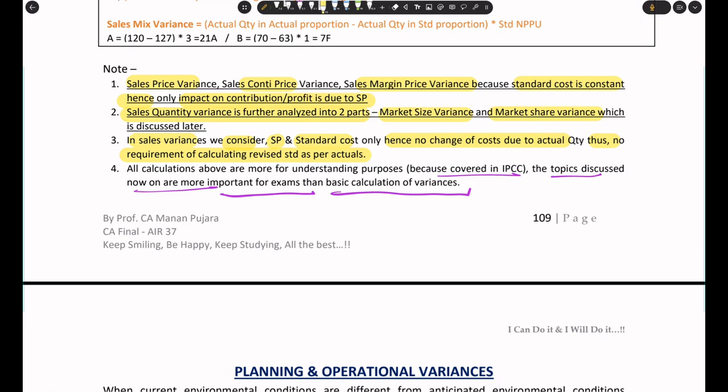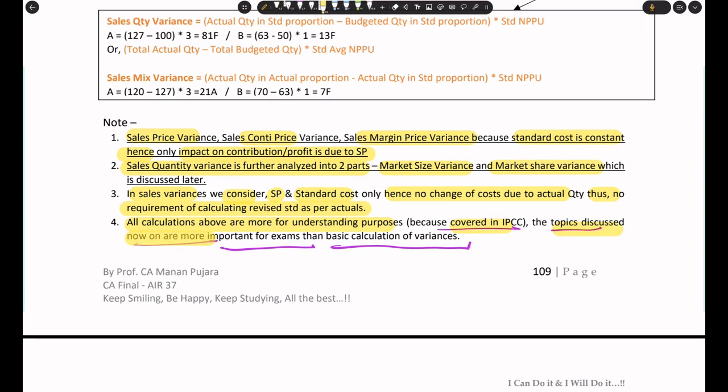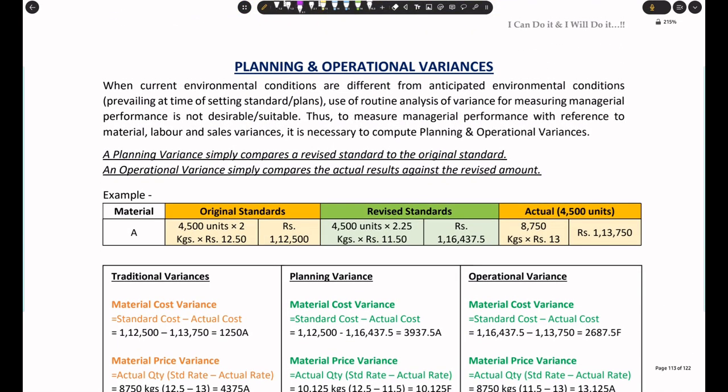You remember. Okay, all the calculations above are important for understanding purposes only, because they are covered in IPCC. The topics discussed below are now more important for exams than basic calculation of variances. Okay, let's move forward. First is the planning and operational variances.